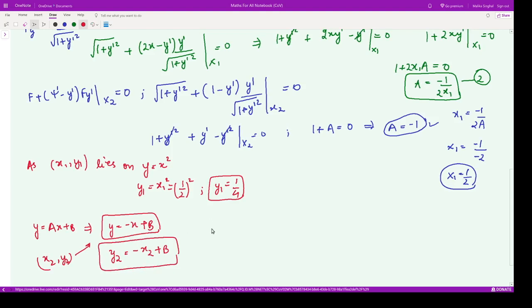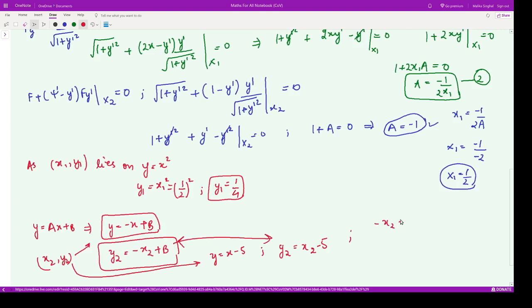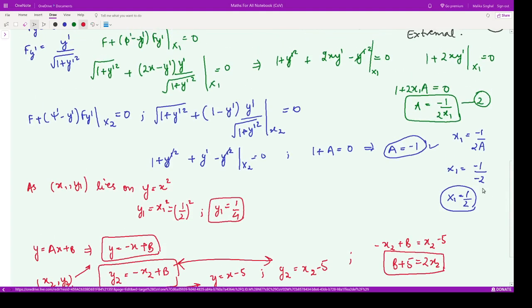This is one equation. Moreover, this point lies on the line y is equal to x minus 5. So we can write it as y2 is equal to x2 minus 5. So from here, these two, we can just simplify a bit. Minus x2 plus b is equal to x2 minus 5. So from here you can say that b plus 5 is equal to 2x2. This is one relation we obtain from here, right?